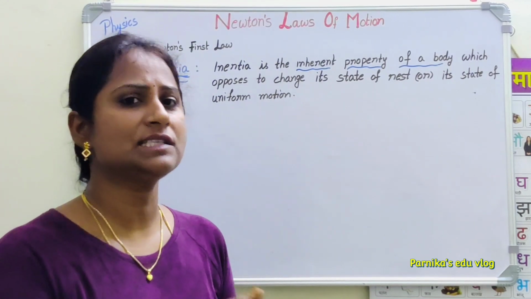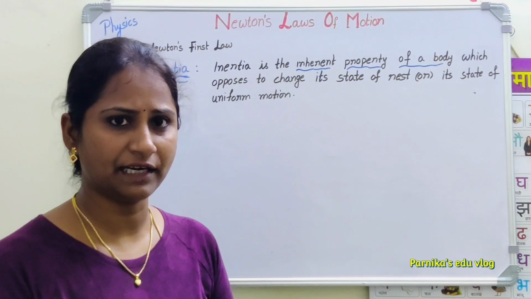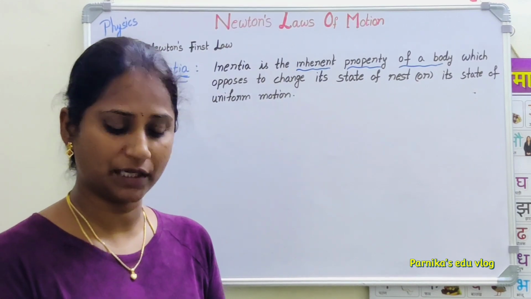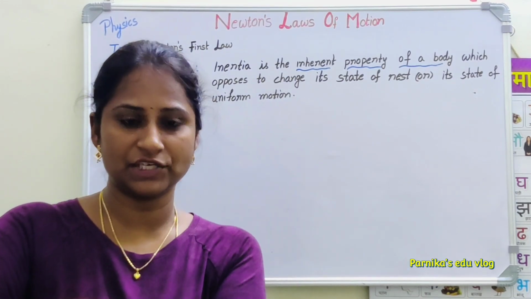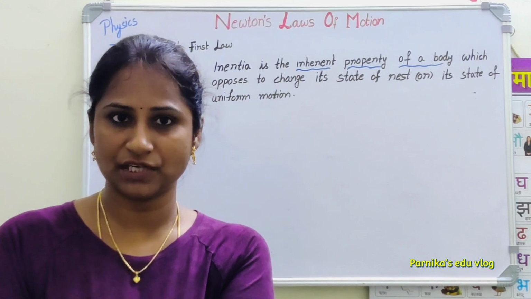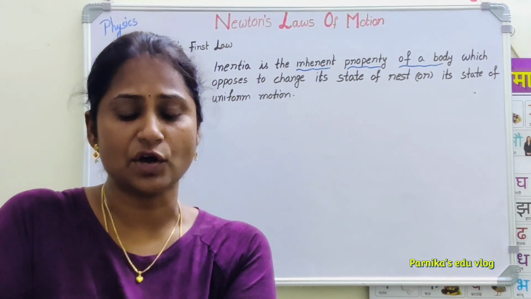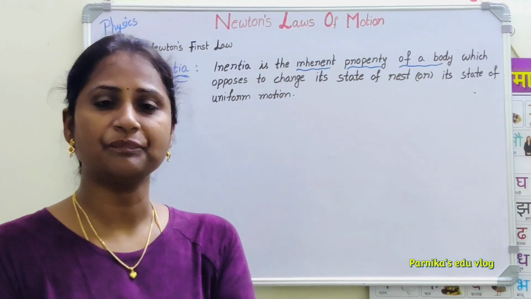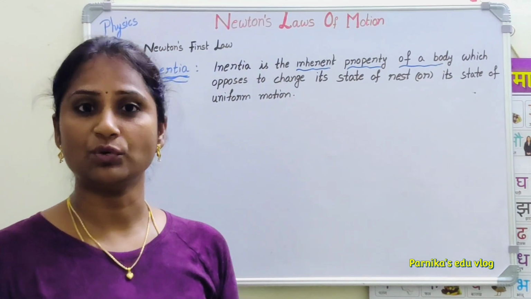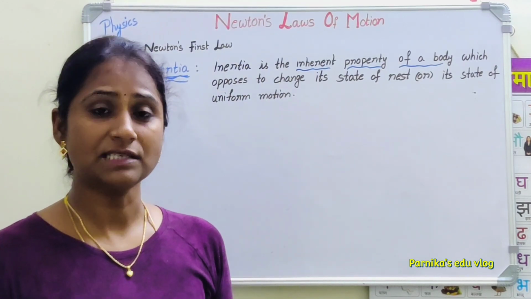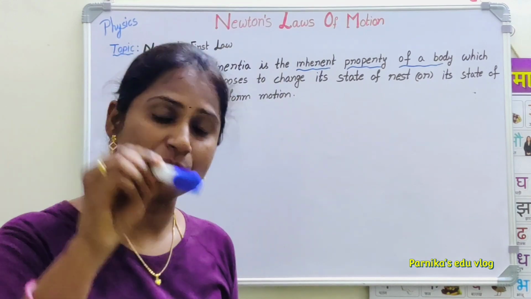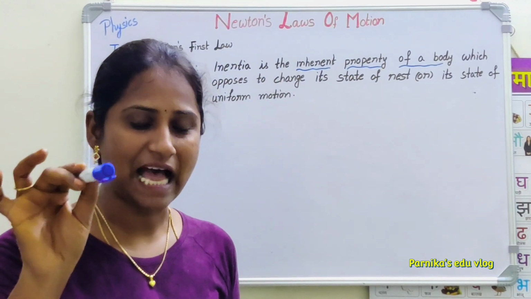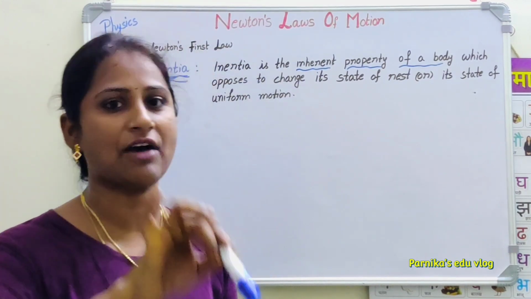So how to measure this inertia? That is the question, right? How much inertia is a body having? Suppose this object is initially at rest. How much resistance does it offer? We have to measure it, right? How to measure inertia? The answer is the mass of the object. How much mass it has, that much inertia it has.